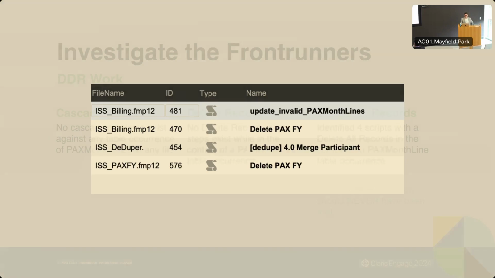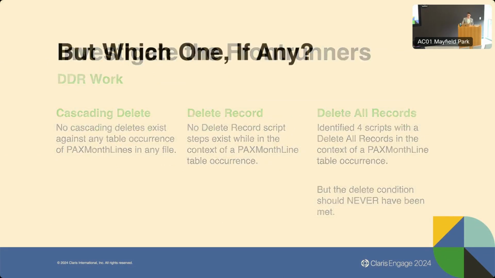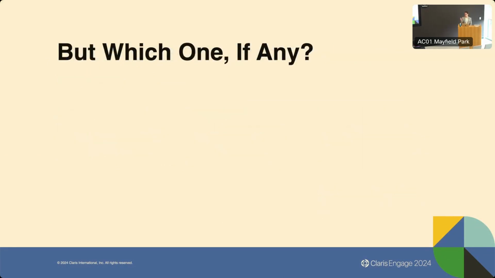So here's the problem. The delete condition in each of those scripts should never have been met. All of those delete records are within a conditional statement, and that conditional statement should never have been true. But maybe it was true somehow. So which of those 4 scripts was the problem, if any of them? Because we still don't know that it was actually a delete all records that was the culprit here. We're still just pulling a thread.